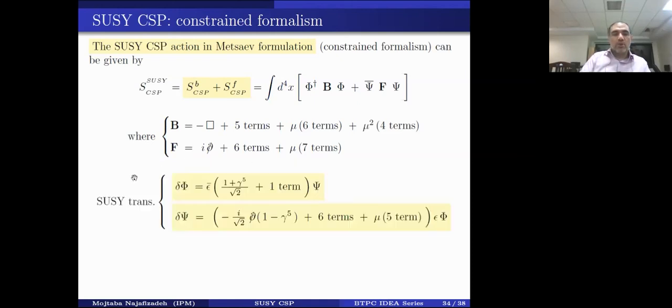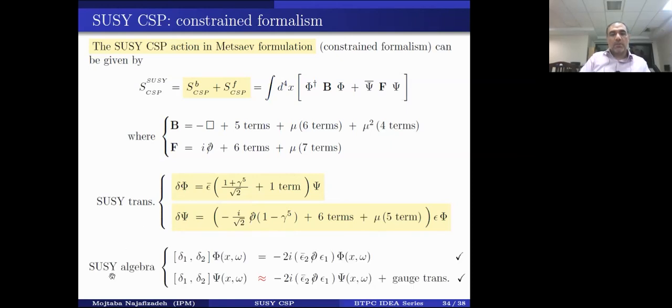Again, for this case, we showed that this SUSY action is invariant under these SUSY transformations. We have also 5 terms here proportional to mu. And I wrote just these two terms to show that these are related to the chiral multiplet. Again, we showed that the algebra can be closed on shell up to a gauge transformation.